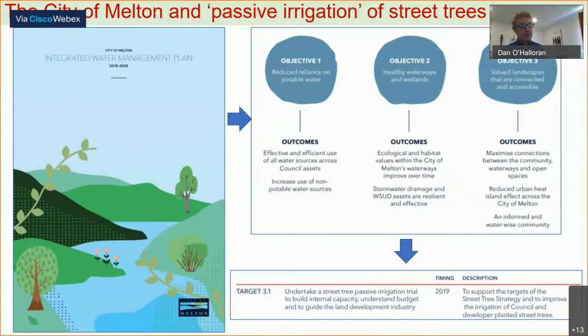Underneath that, one of the key outcomes was to reduce the urban heat island effect across the city of Melton. And a key action to achieve that, or target 3.1, was to undertake a street tree passive irrigation trial and to build capacity within the city to implement that trial and to understand why we're doing it, to understand the budget associated with that, and to guide the local land development industry in implementing that. So that was a key outcome. And the local government decided that that was the first thing that they were going to tackle coming out of this plan. And because we developed the plan, all the key stakeholders, both within the government area and their agency stakeholders, water authorities, the state government, were aware of that objective and were broadly supportive of it.